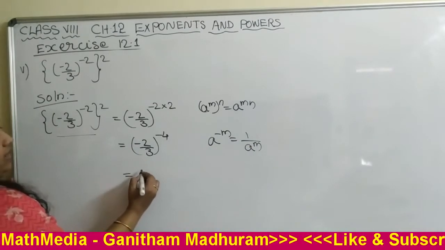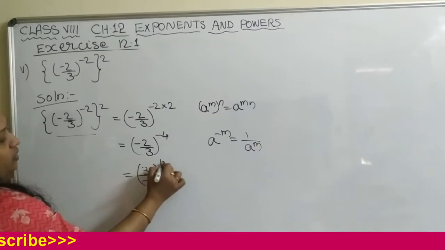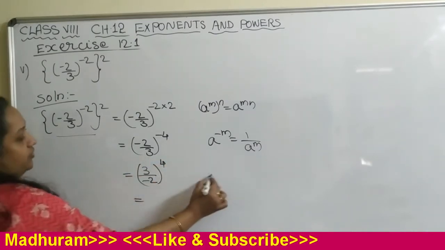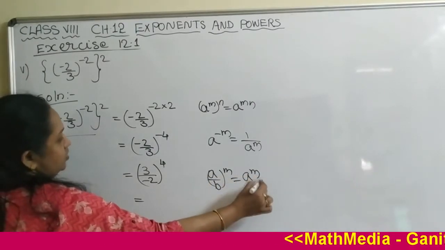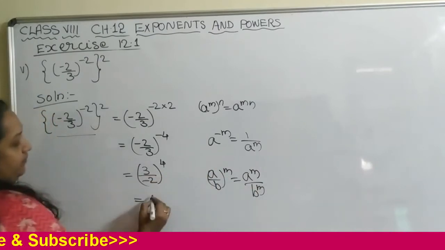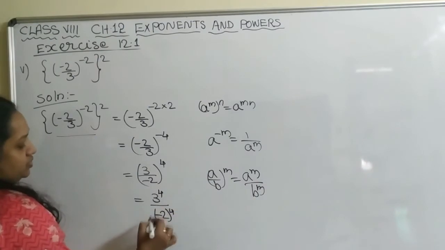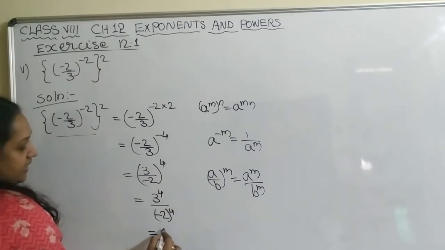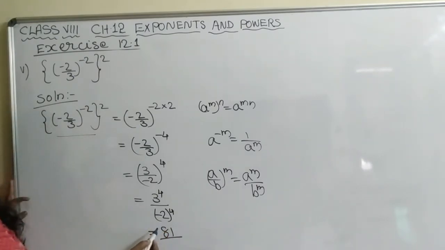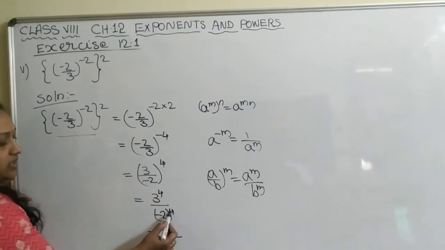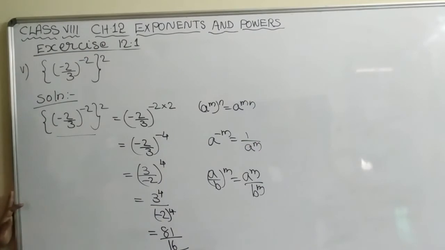Now we have a raised to minus m equal to 1 upon a raised to m. So this will become (3 by minus 2) raised to 4. This is of the form (a by b) raised to m equal to a raised to m divided by b raised to m. So we have 3 raised to 4 divided by minus 2 raised to 4. 3 raised to 4 is 81 upon 2 raised to 4 is 16. Minus 2 raised to 4 means negative with the even power it will become positive. So the answer is 81 upon 16.